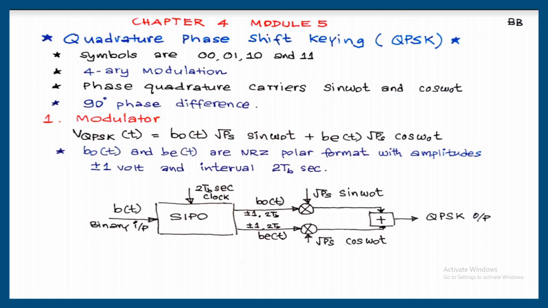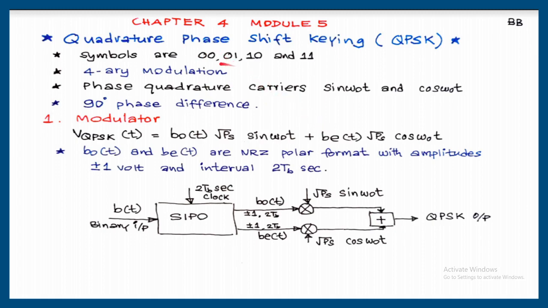Expression for QPSK is BOT root PS sin omega 0t plus BET root PS cos omega 0t. Some of the important differences compared to BPSK: it is written here O and E. That O stands for odd bit and E stands for even bit. Out of these 2 bits, first bit is considered as odd bit, second bit is considered as even bit.